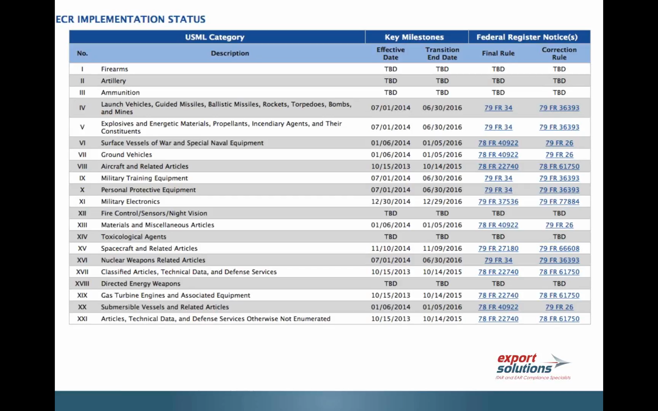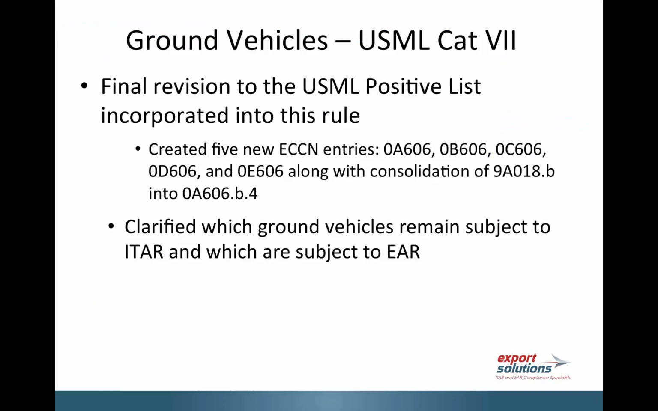Some of them are TBD because they're probably much more complicated, like directed energy weapons, toxicological agents, and fire control sensors and night vision. Although that one actually is in the TBDs there, I guess they don't know exactly when it's going to be complete, but that's the one I mentioned is in the 60-day review period now. So we'll talk a little bit about that.